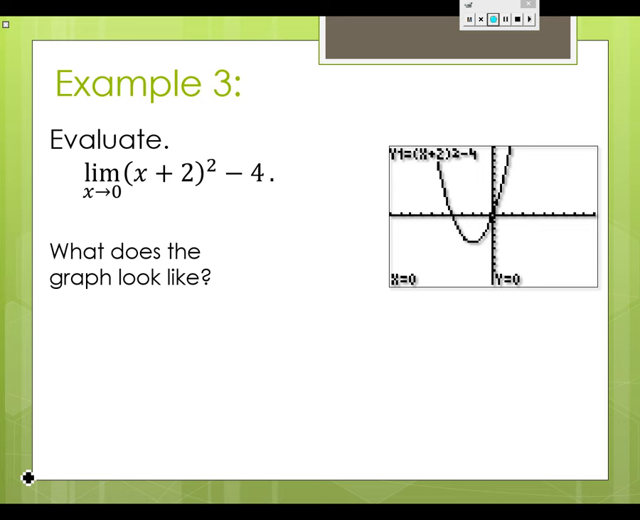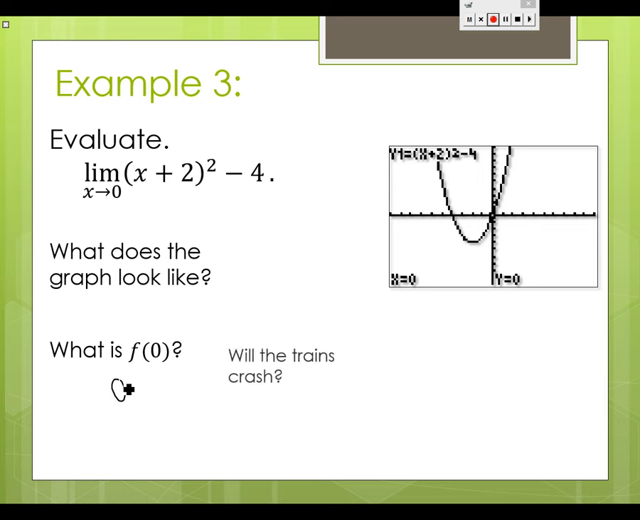Okay. All right. So here's a graph of x plus 2 squared minus 4. It's a parabola, of course. And we're asking what happens when we tend towards 0 for x. Well, it appears that, and you can plug it in too and play around with the values. Of course, what does the limit evaluate to here? What's f of 0? 0, good job.